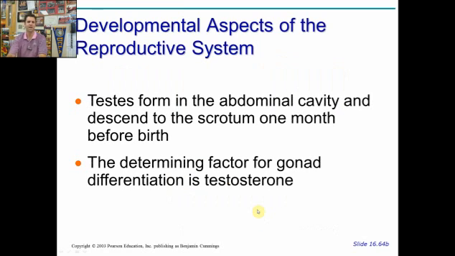Now, once the baby is born or in its final stages, the testes actually form in the abdominal cavity, and then they have to descend, typically about a month before birth. The testes will descend into the scrotum. Sometimes they don't, and then there's a scrotum with no testicles, and the testes are internal. But all this is tied to testosterone. Testosterone, again, is the single determinant of whether you're going to be a boy or a girl.